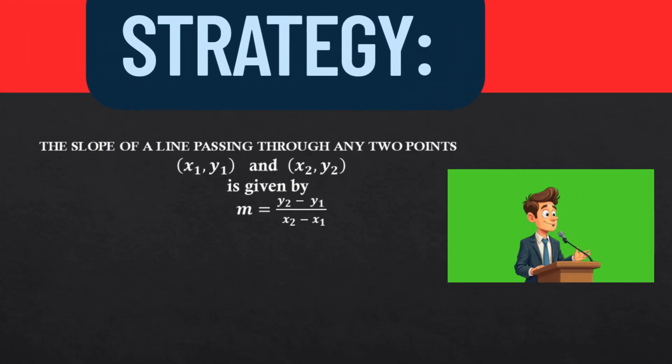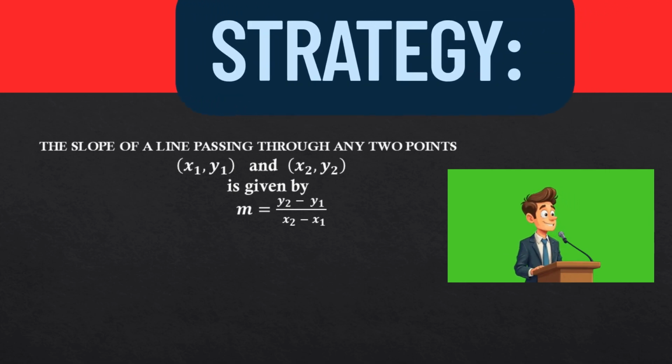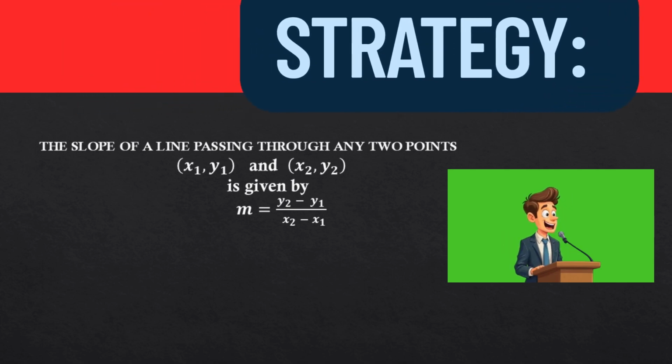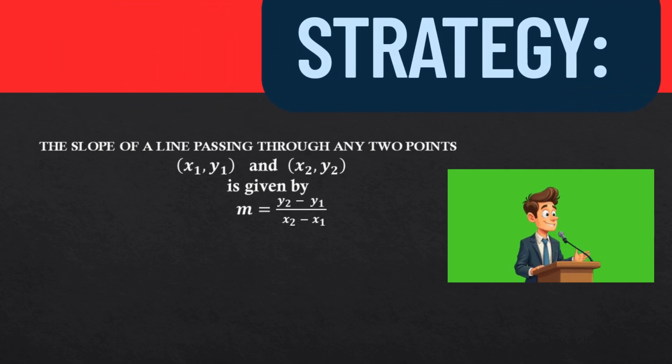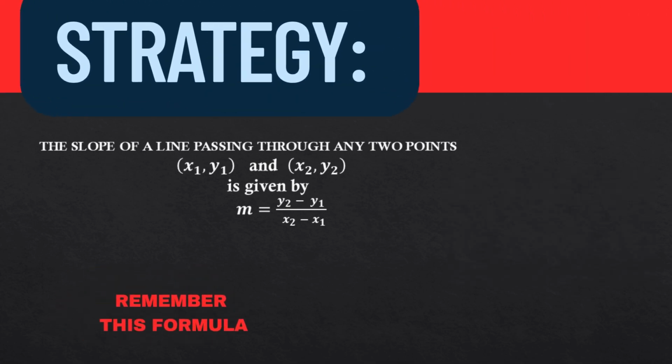The slope of a line passing through any 2 points x1, y1 and x2, y2 is given by y2 minus y1 by x2 minus x1. Remember this formula.